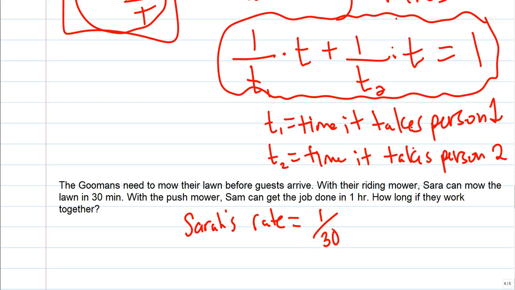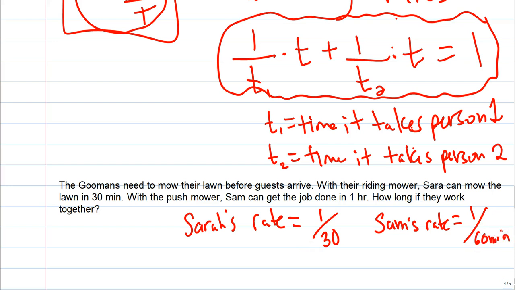With the push mower, Sam can get the job done in 1 hour. That's a second rate. Sam's rate is that he or she, whatever, gets one job done in 1 hour. I need a common amount here, so I'll put 60 minutes.